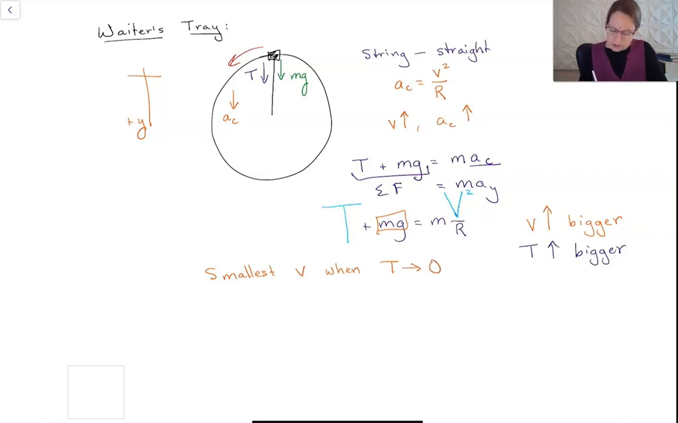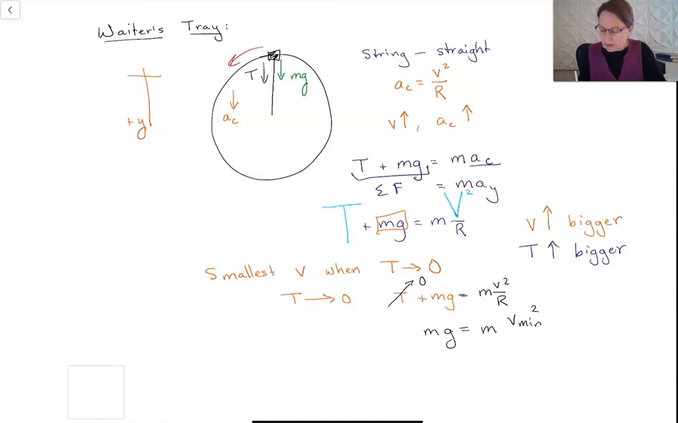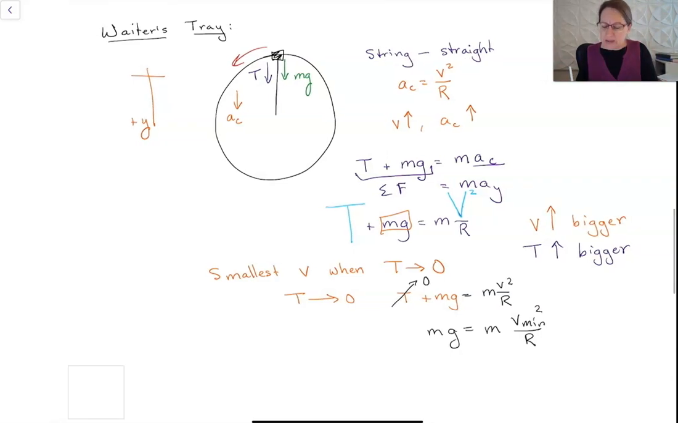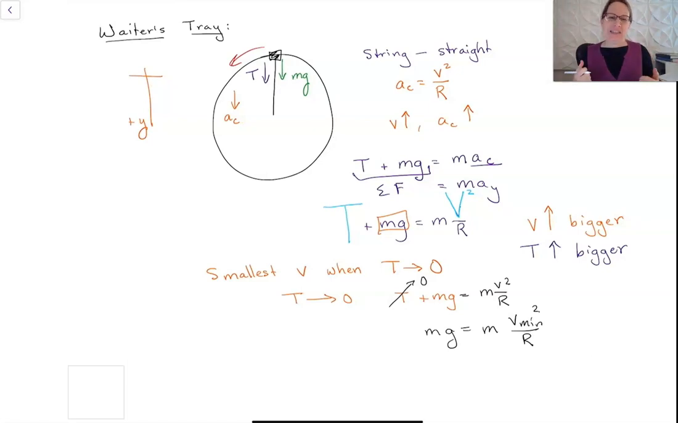Okay, so if you take this equation, as tension goes to 0, T plus mg is equal to mv squared over r. So as we take that to 0, what we get is mg is equal to mv squared over r. Now this is the minimum speed we can have and still have, basically, that's the edge at which the tension is heading towards 0. Anything smaller than this v, you're likely to get wet.